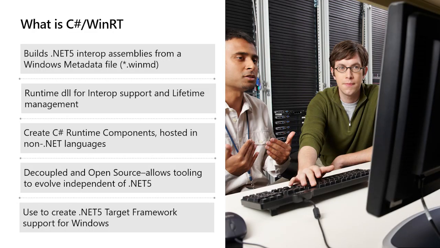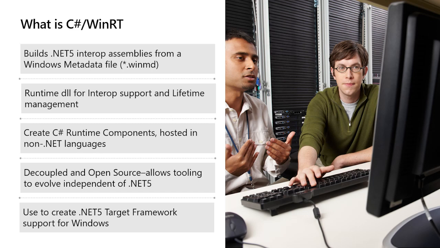So what is CSWinRT? CSWinRT really builds the .NET 5 interop assemblies from a Windows metadata file. It is simple tooling that reads in an input file and outputs C# code. That C# code is then compiled into a projection assembly. It also includes a runtime DLL that adds low-level interop support and lifetime management for that interop assembly. With CSWinRT, you can also create C# runtime components that can be hosted in those non-.NET languages.